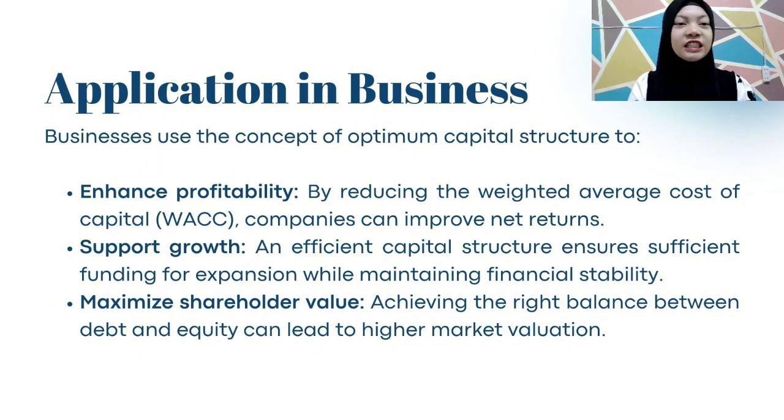Next, application and business. Ngayon, paano ba or bakit ginagamit ng mga businesses ang optimum capital structure? Well, we have a lot of reasons and ito yung iba doon. First is to enhance profitability. Dahil kapag mababa ang weighted average cost of capital or WACC, mas mataas ang net income. For example, Jollibee Food Corporation uses a mix of bonds or debt and equity para mas mura yung financing ng expansion nila abroad. And dahil dito, mas lumalaki pa yung kita nila.